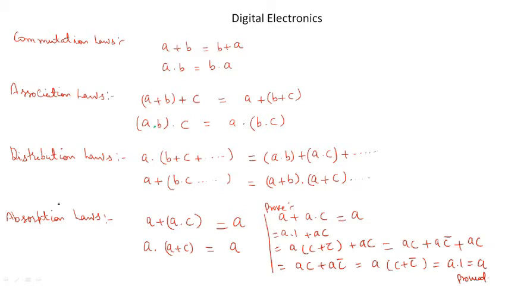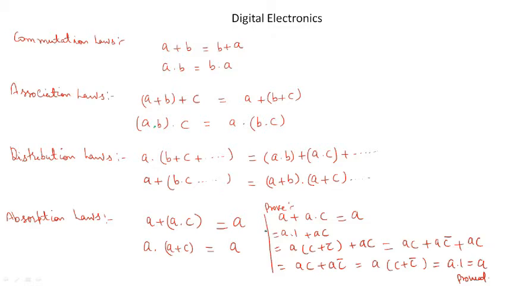Next is the absorption law. This is very important in solving Boolean expressions, and it is: A plus A dot C is equal to A, and the next is A dot (A plus C) is equal to A. We can prove that A plus A dot C is equal to A.